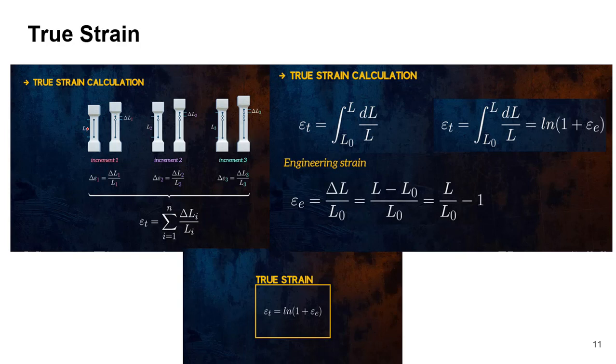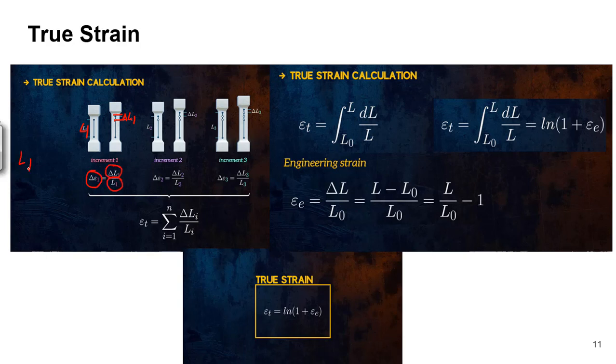Now let us consider a situation. Let us say this initial length is L1. With respect to L1, suppose delta L1 is the increment, then what is the strain? The strain is clearly delta L1 by L1.